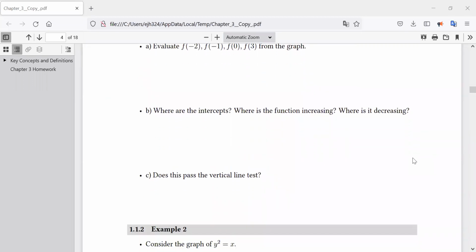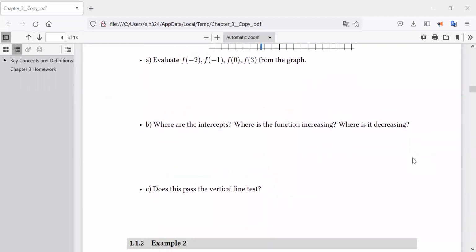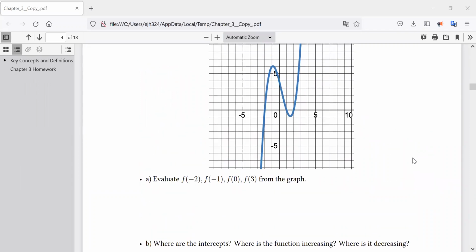Okay, so here's some other useful questions. What are the intercepts? And where is the function increasing? So what are the x-intercepts? -2, 1, and positive 3, right?